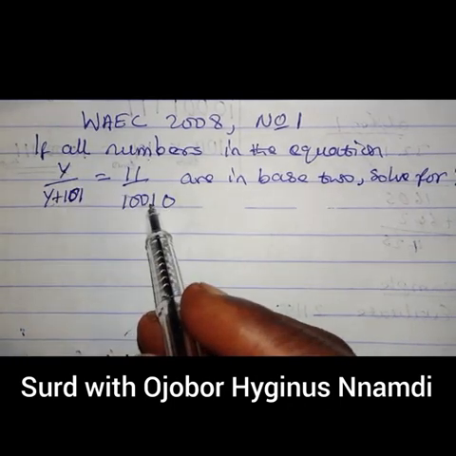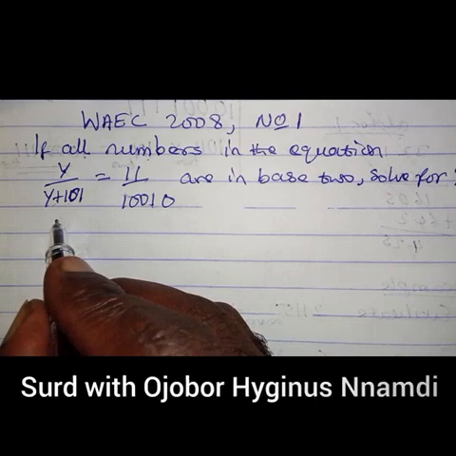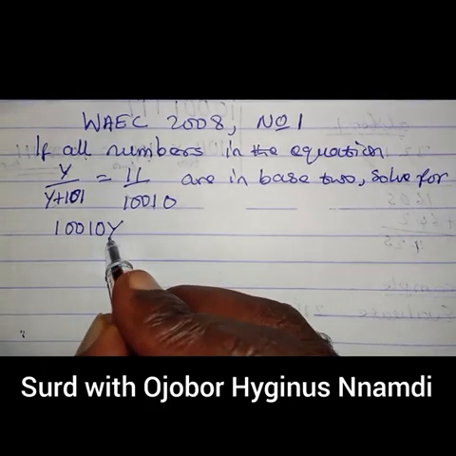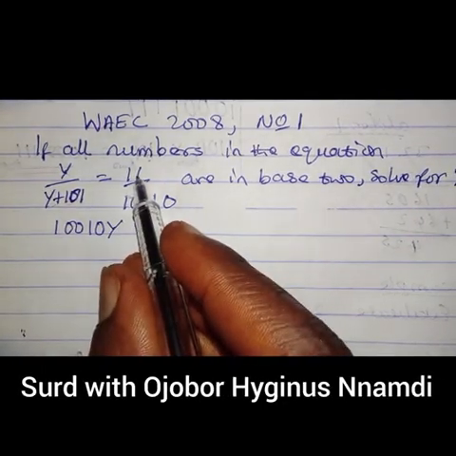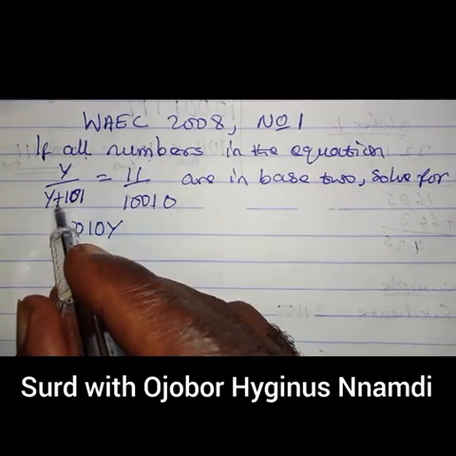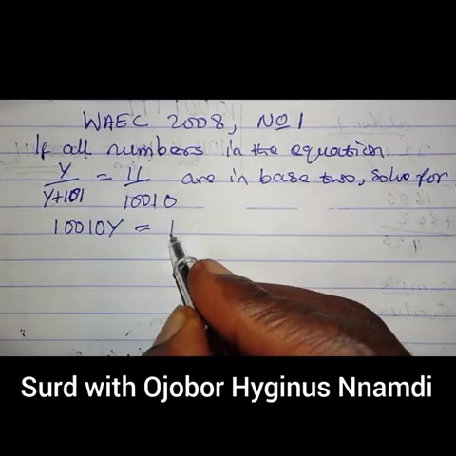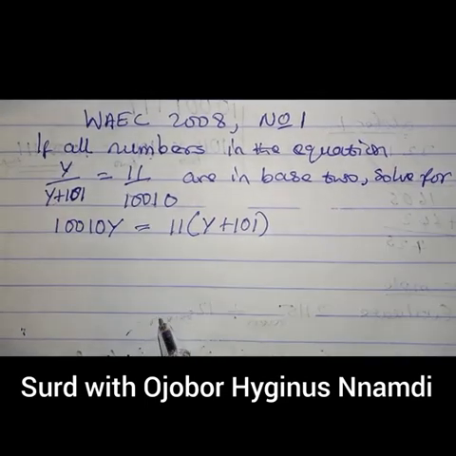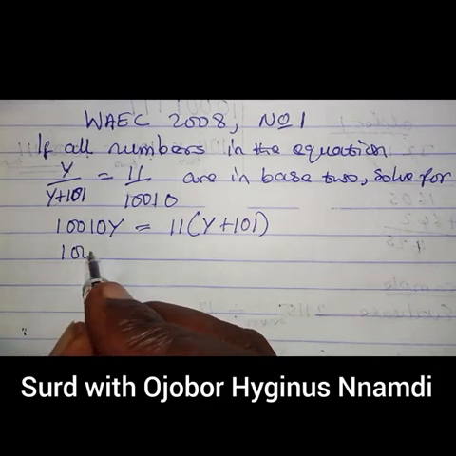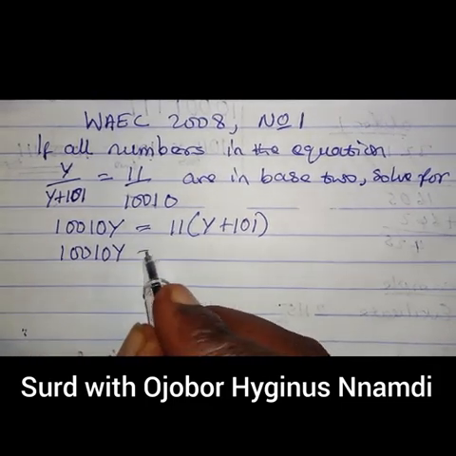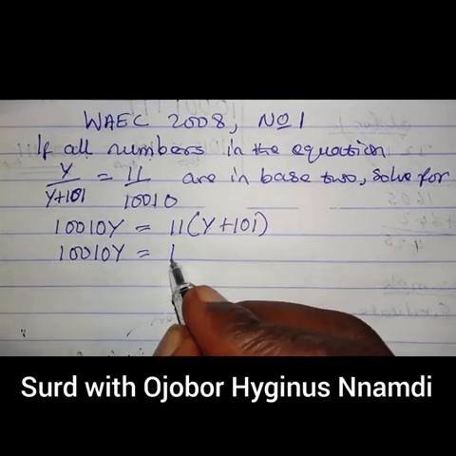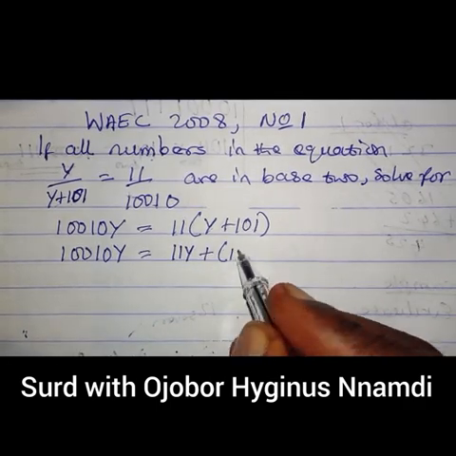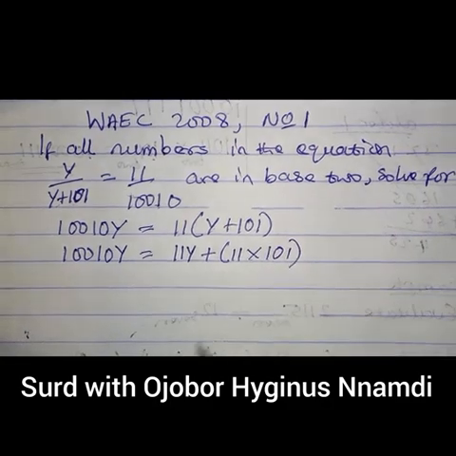So if y multiplies this across, we are going to have 10010 y. And if 11, sorry, this is not 11, this is 1 because it's in base 2, multiplies this one across, equal to 1 multiplying y plus 101. And we simplify further, we have 10010 y equals 1 multiply y, you have 1 y. And 1 will multiply this one, plus 1 will also multiply 101.